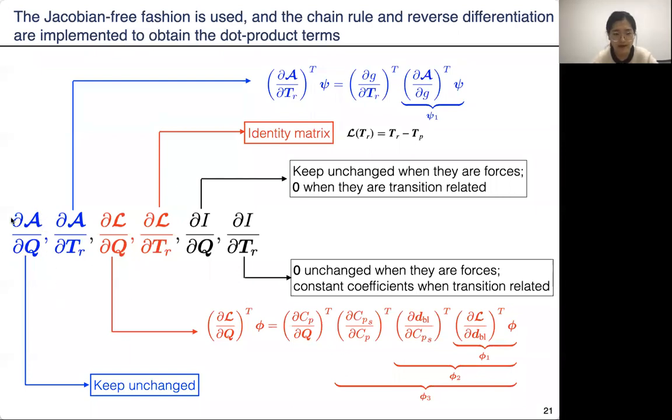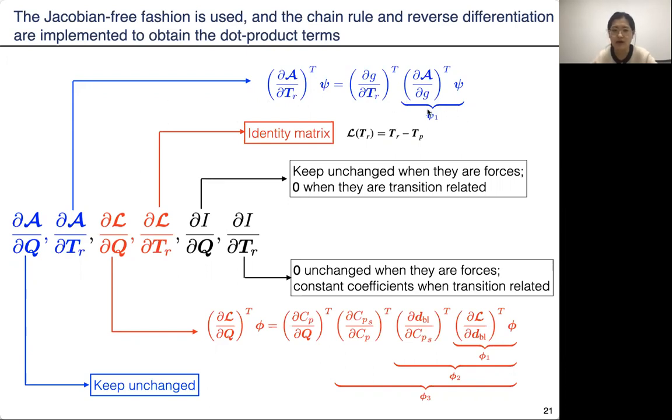The first one is the partial RANS residual with respect to the RANS state variable. This part is kept unchanged compared with the fully turbulent solver. The second one is the partial RANS residual with respect to the transition state variable. This term involves 2 systems, and we use the chain rule and reverse differentiation to express this part.